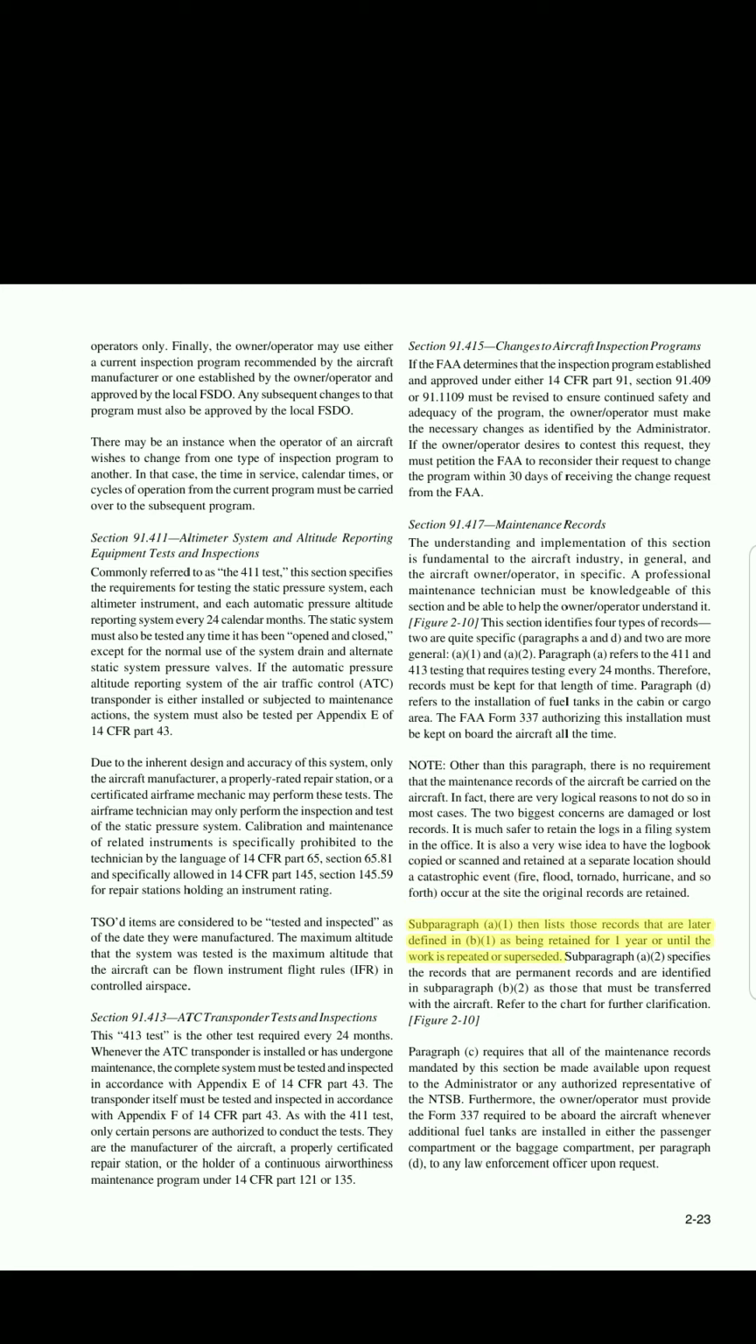Subparagraph A1 then lists those records that are later defined in B1 as being retained for 1 year or until the work is repeated or superseded. Subparagraph A2 specifies the records that are permanent records and are identified in subparagraph B2 as those that must be transferred with the aircraft. Refer to the chart for further clarification. Figure 2-10, paragraph C, requires that all of the maintenance records mandated by this section be made available upon request to the administrator or any authorized representative of the NTSB.